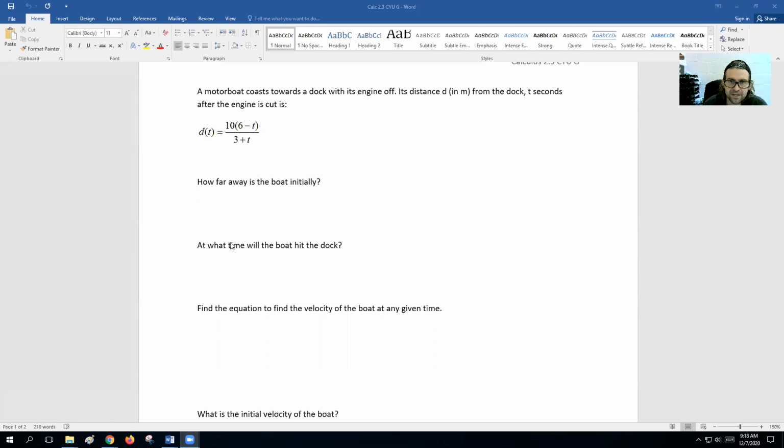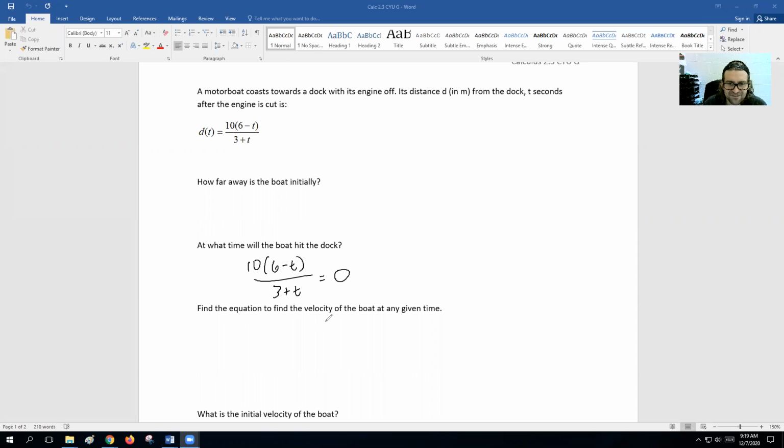At what time will the boat hit the dock? Well, for this problem, we need to set the equation equal to 0 to hit the dock, because that means the distance would be 0. So we can kind of cross off the denominator. You just want to figure out when this top part equals 0. Sure, we can figure out what that number is. I'm sure you guys can figure it out.